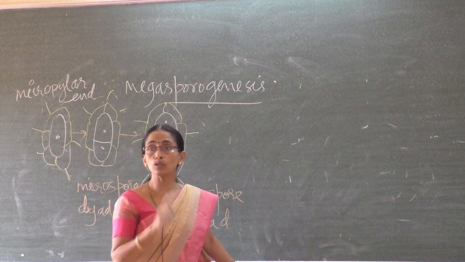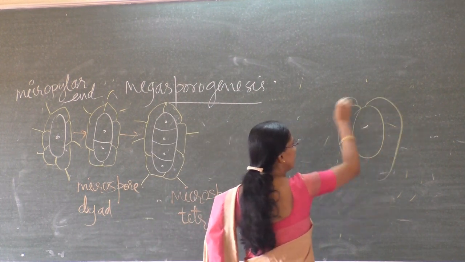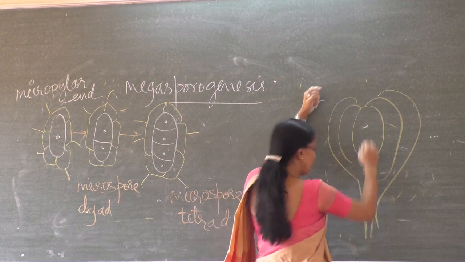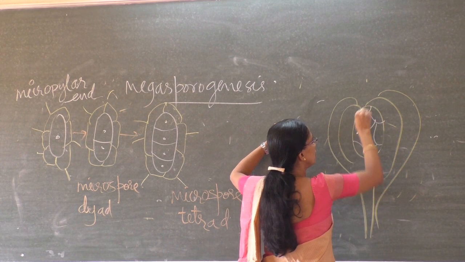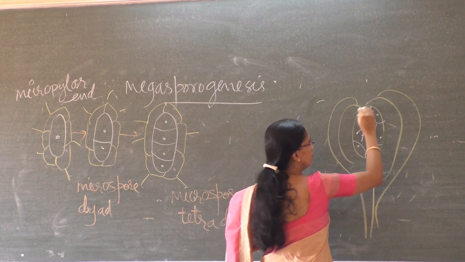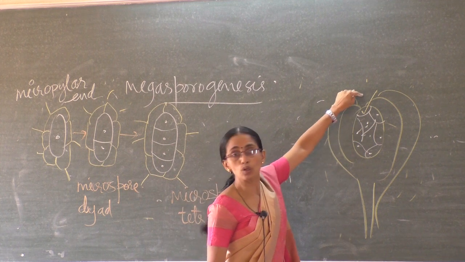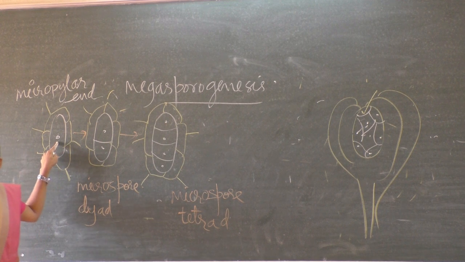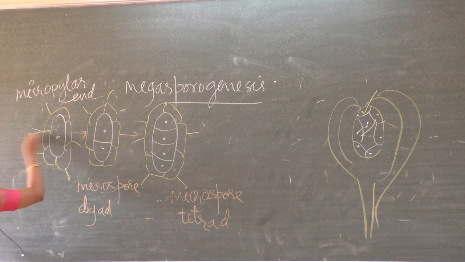Recall again, orthotropous ovule. The ovule is straight. This is the micropylar end. Internally this is nucellus. Imagine this cell, one of the cells of the nucellus. The cell which is closer to the micropyle is this one, which becomes the megaspore mother cell.